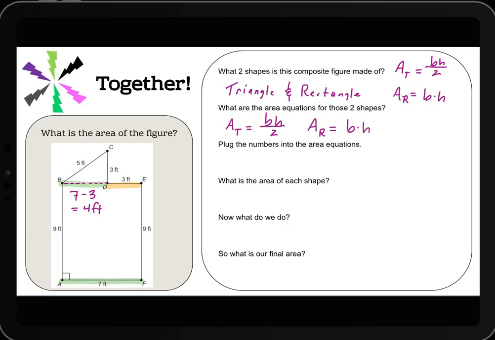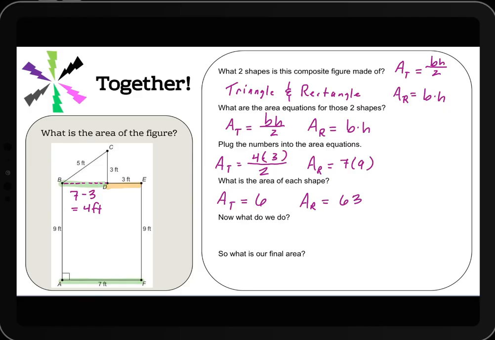So the base of the triangle is going to be 4, and the height of the triangle is going to be 3. So you can plug 3 in there, and we just have to divide that in half. That tells me the area of the triangle is going to be 6. The area of the rectangle has a base of 7 and a height of 9. So we have 7 times 9. So the area of the rectangle is going to be 63, right?